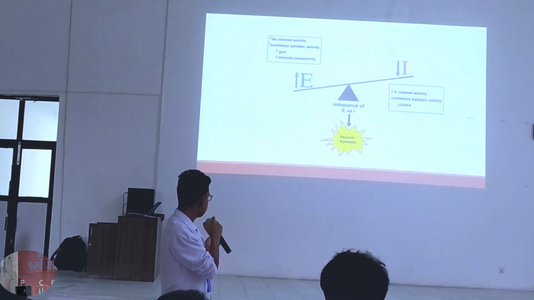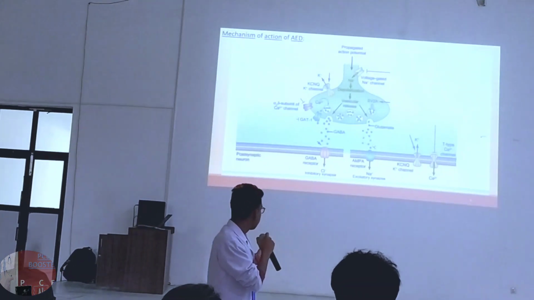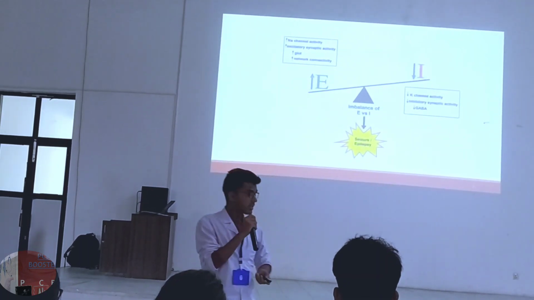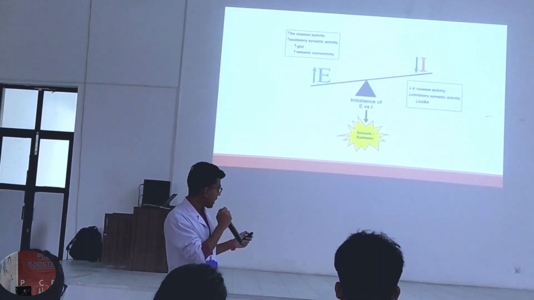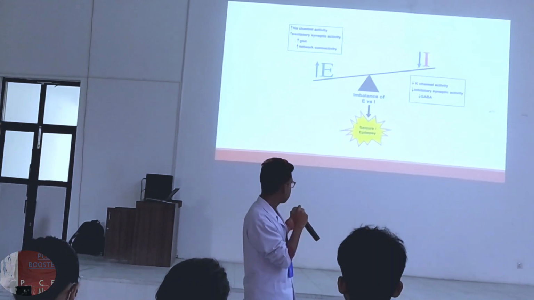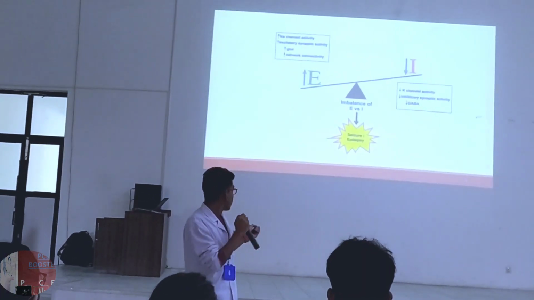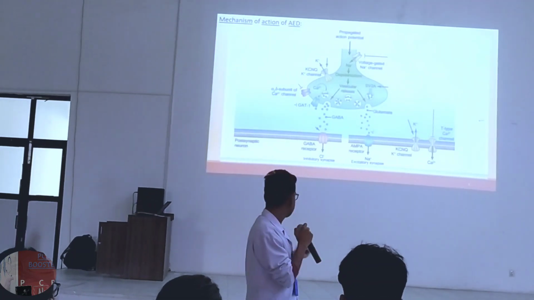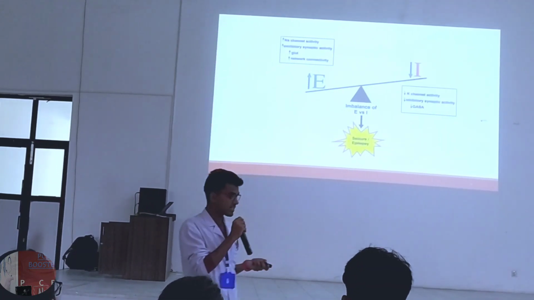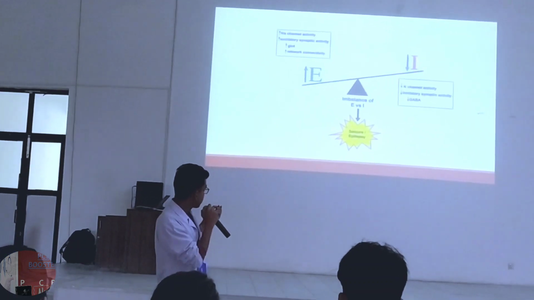But in the seizure patient, due to any underlying cause, the excitatory pathway will be increased and the inhibitory pathway will be decreased. Actually, in the seizure patient, the GABA receptor will be dysfunctional, so the inhibitory pathway will not be able to inhibit the excitation of the excitatory pathway.